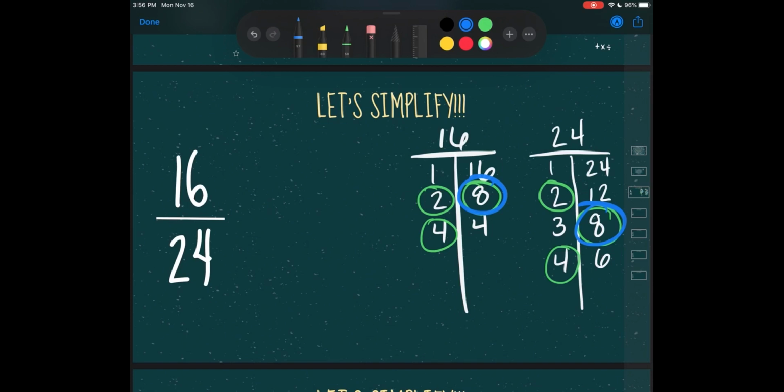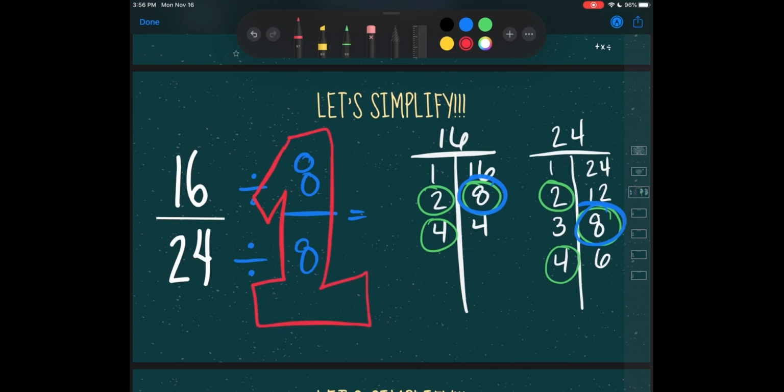So since 8 is their greatest common factor, what I can do is kind of like finding equivalent fractions when we were multiplying to make our numerator and denominator look larger, to have more pieces. We're going to do the opposite. So what I can do to simplify this is I can divide both numbers by 8. And the reason why this works is just like when we were finding equivalent fractions, right? Because when I divide by 8 over 8, I'm basically dividing my whole fraction by 1. So it does not change the value of this number. It just puts those pieces back together to where I have less pieces.